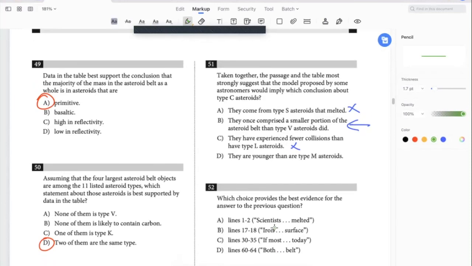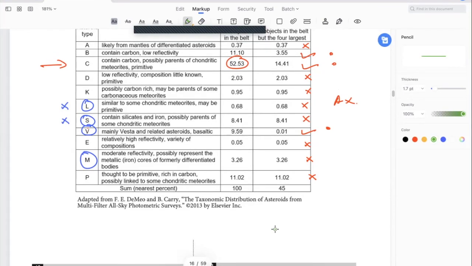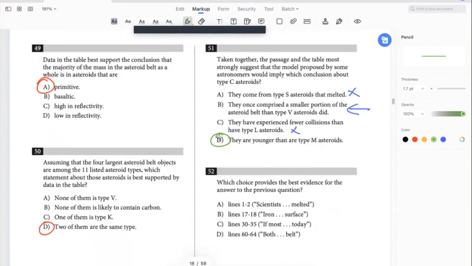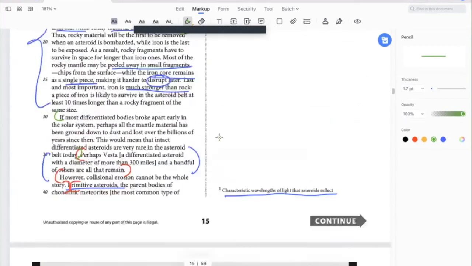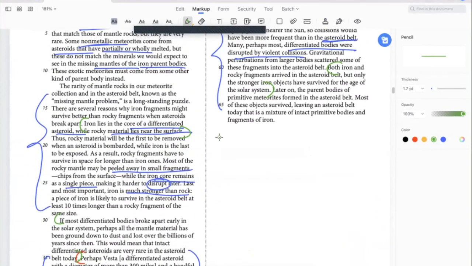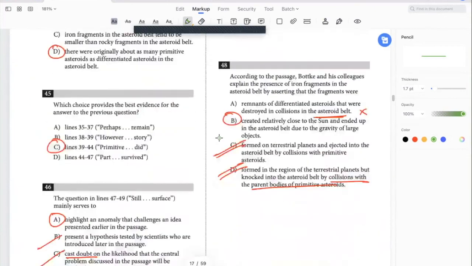They are younger than type M asteroids. Okay, type C asteroids are possibly in type M. So I will definitely go with D now because there is a component of age in this. Now the question is, which is the right option for that? I think I'll go with D because that's where we are talking about survived into the age of the solar system. And then the primitive bodies were formed. So I'll go with D for this one.